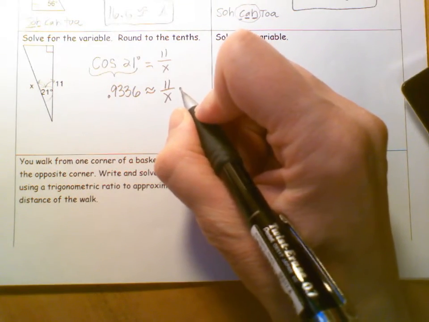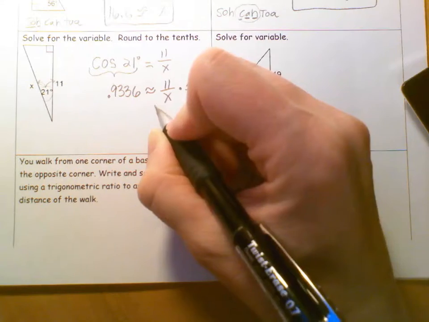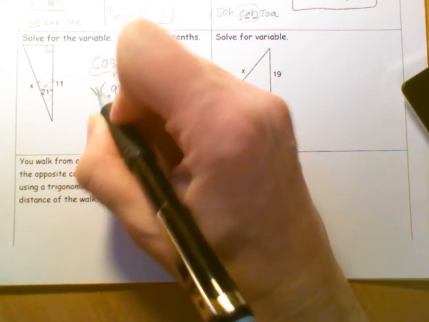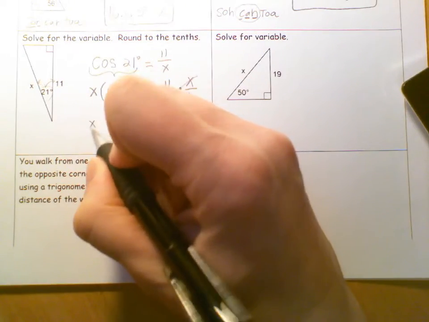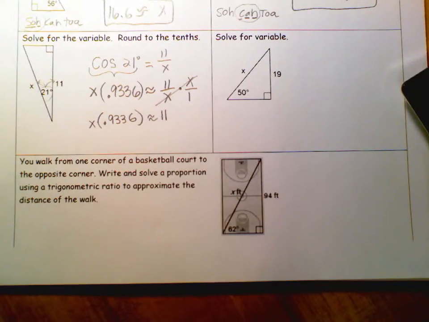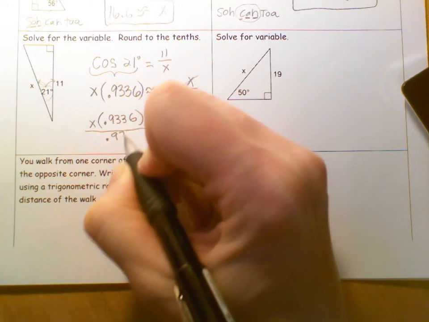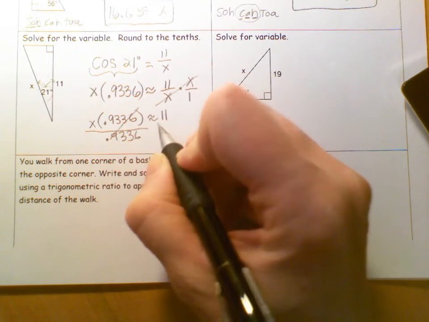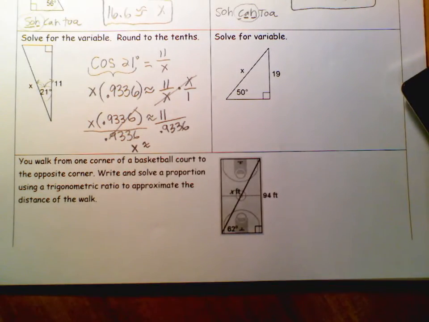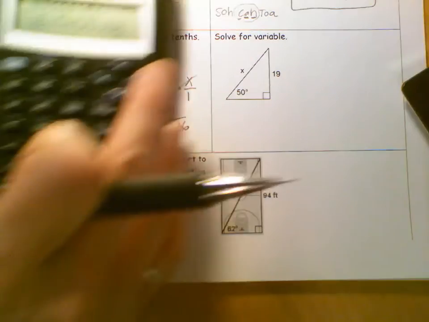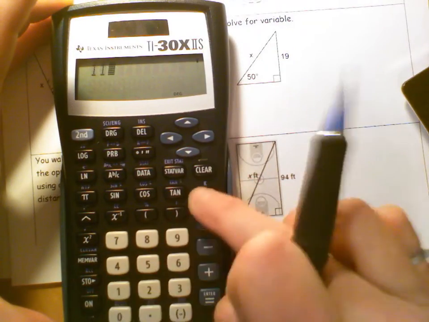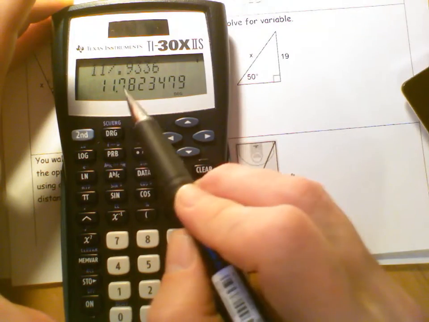Okay, so this is one of the ones where the x ends up in the denominator. So I'm going to get it out of the denominator by multiplying both sides by x, not x over 11, just x over 1. Okay, so then I get x times 0.9336 equals 11. Divide by 0.9336 to solve for x. So 11 divided by 0.9336. Let's go ahead and do it. 11 divided by 0.9336 is 11.8.